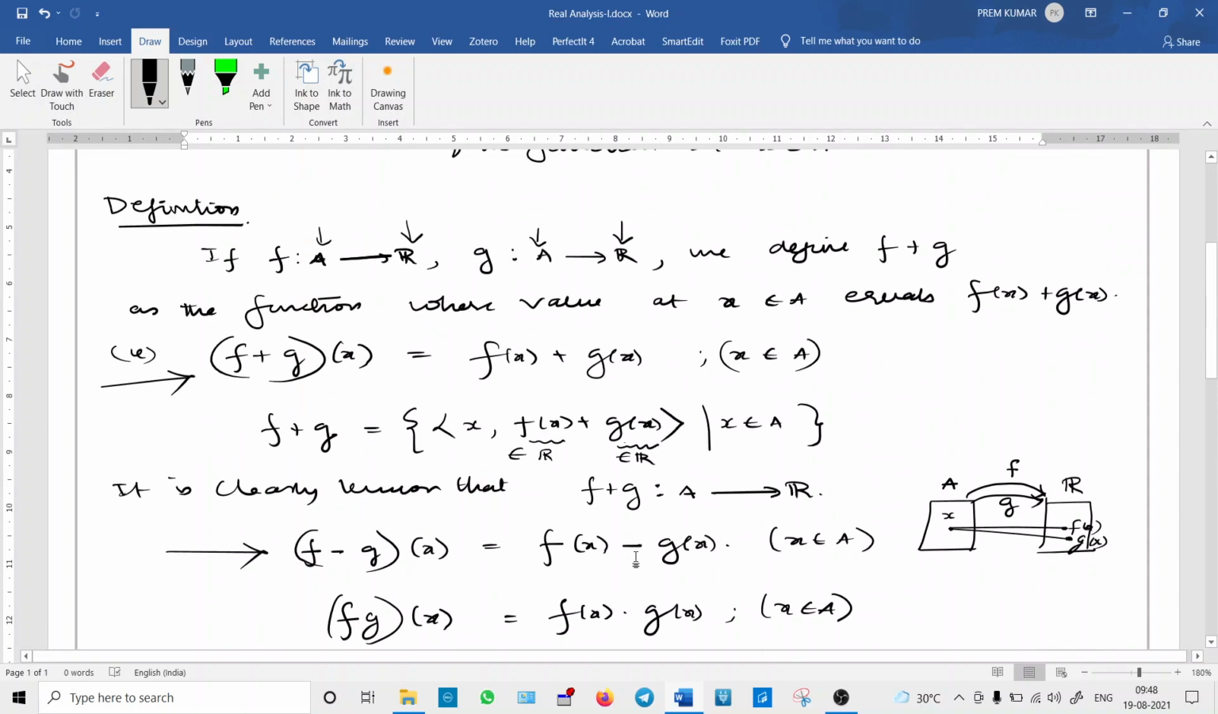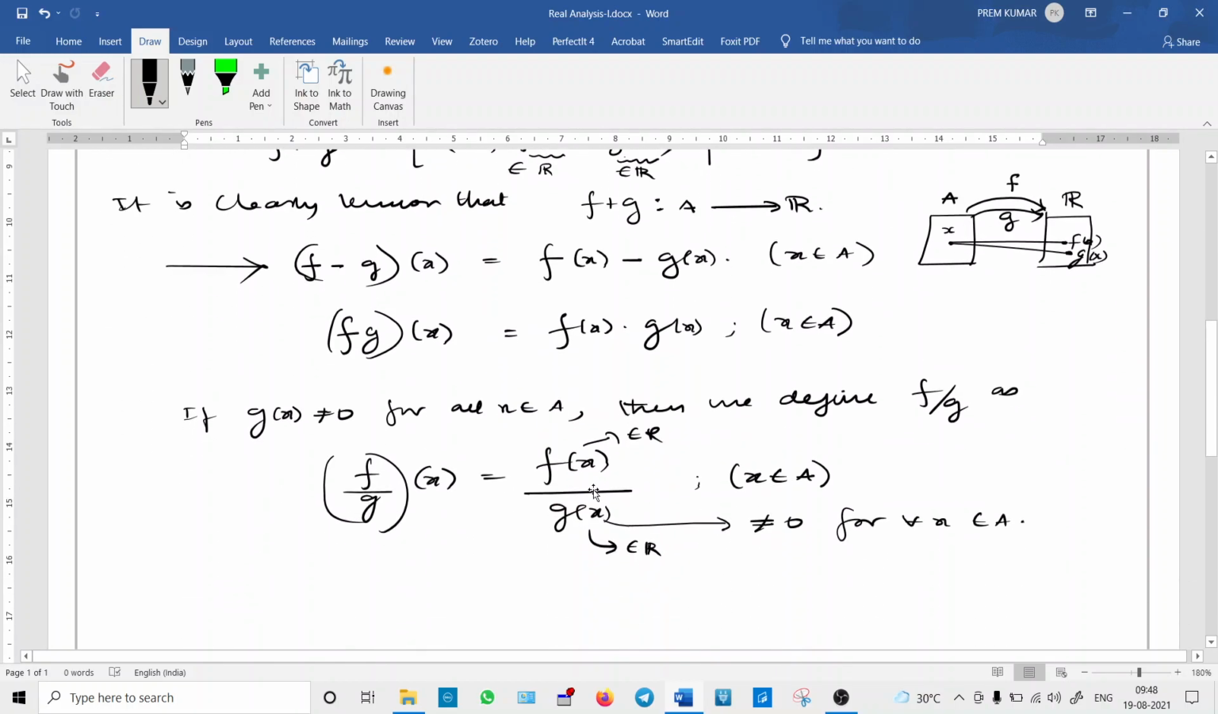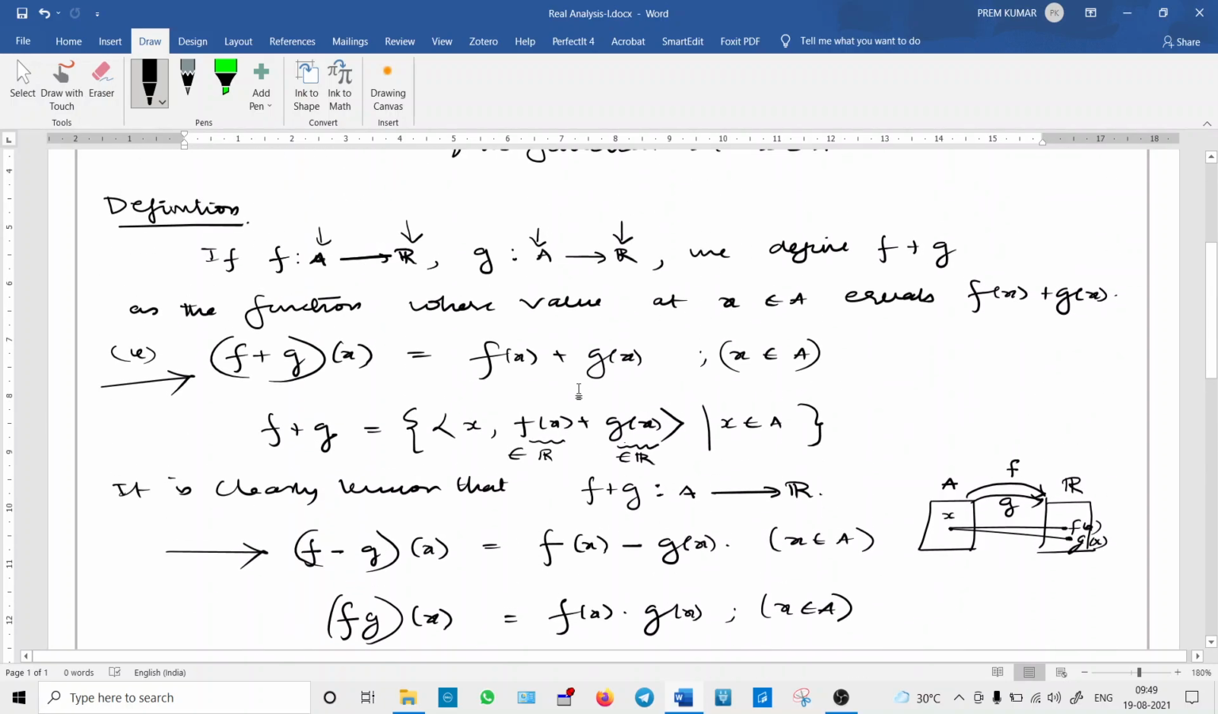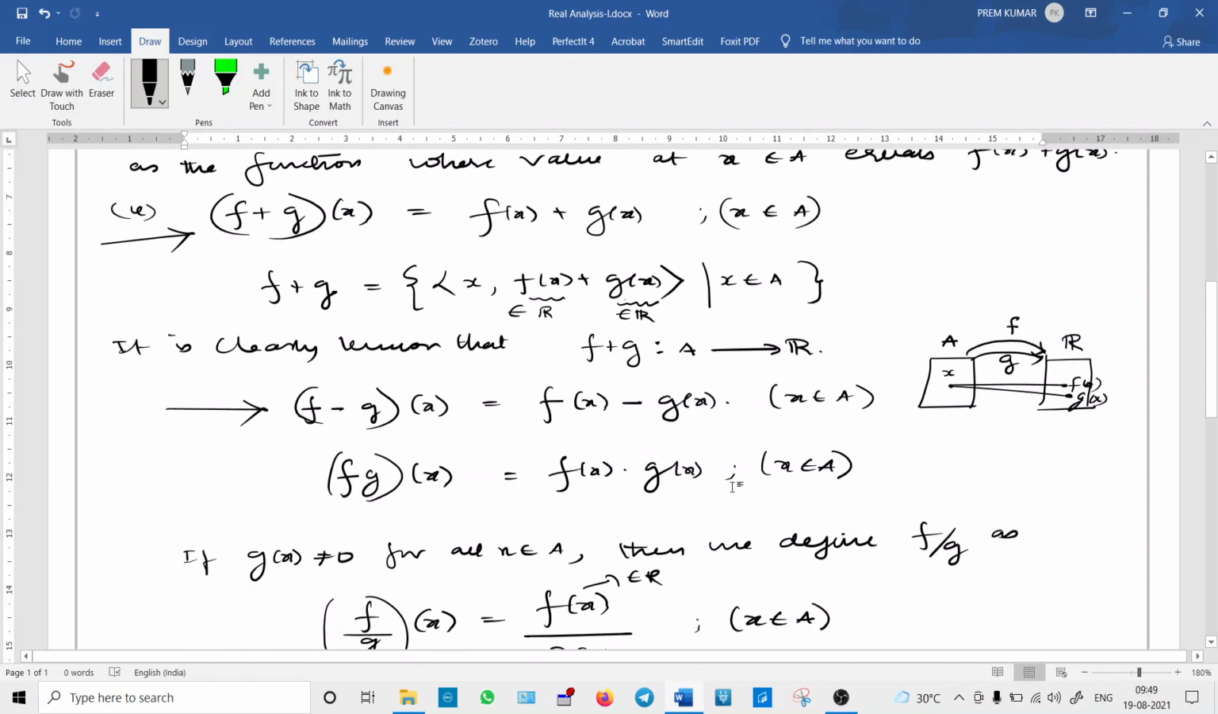Another thing: this sum, difference, product and quotient we are defining here, and since these values all fall in real numbers, we are using the addition, subtraction, multiplication and division operations of real numbers. But if these functions are not real valued functions, suppose the codomain is not R, then we cannot perform operations like this, because these operations are defined on real numbers only.